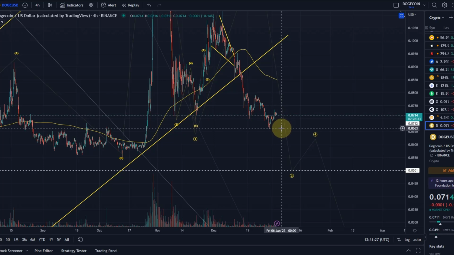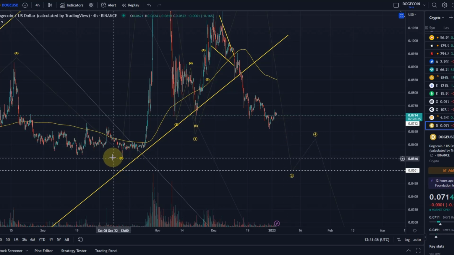Confirmation that we are going to go lower is a break below the 6.6 cent level. That would send us probably down quite quickly, first of all into the 5.5 cent range, here where we had these supports, the previous wave below, and then down to 5 cents, and then we just take it from there. That all won't happen overnight, so we have a bit of time.